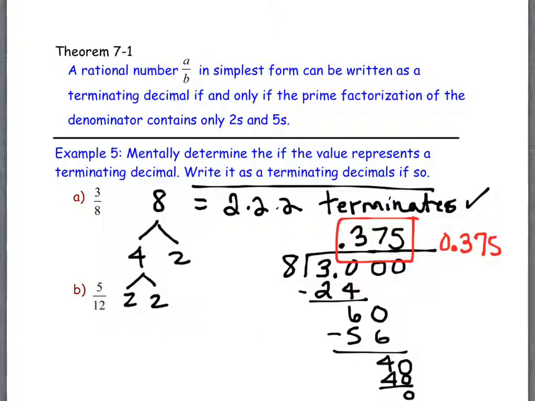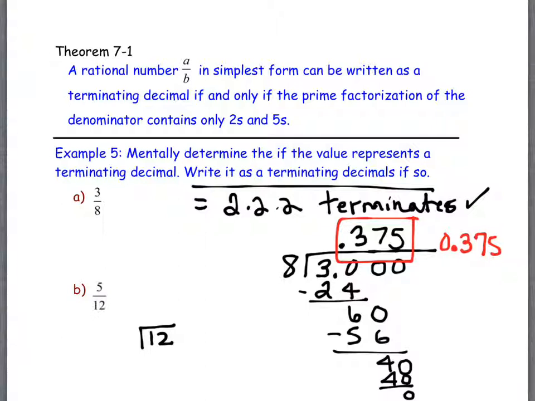All right, let's look at the other one then. The next one is 5/12. 5 and 12 don't have anything in common, so it's in reduced form. Which means the next thing I do is I divide the 12 and figure out what divisors it has. I'm just going to do it in a little bit different way than a factor tree.